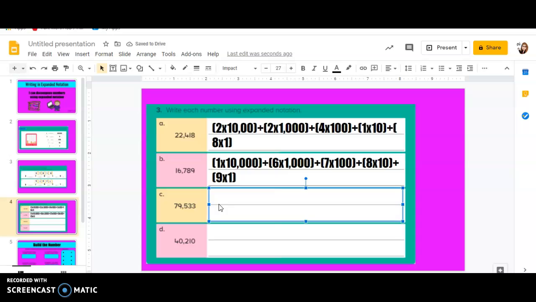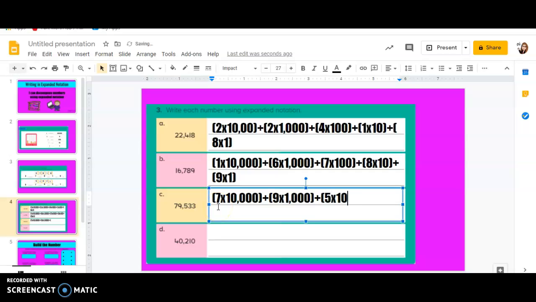2 more. Always start with those parentheses. 7 times 10,000, parentheses, plus, parentheses. 9 times 1,000, parentheses, plus, parentheses. Make sure it's the right way. 5 times 100, parentheses, plus, parentheses. 3 times 10, parentheses, plus, parentheses. And 3 times 1, close parentheses.